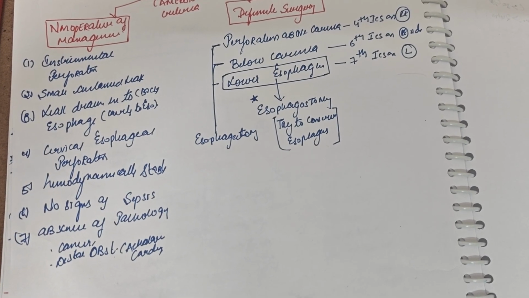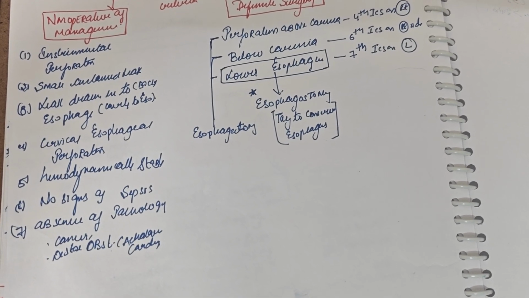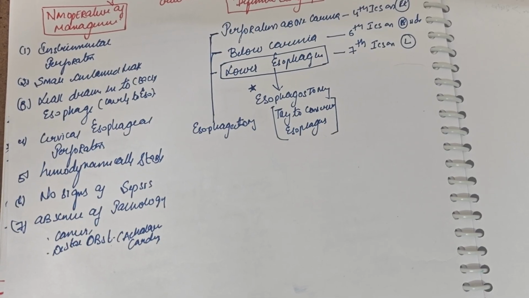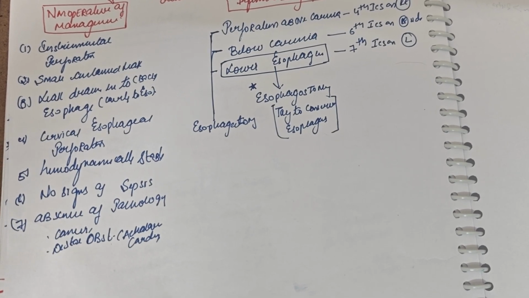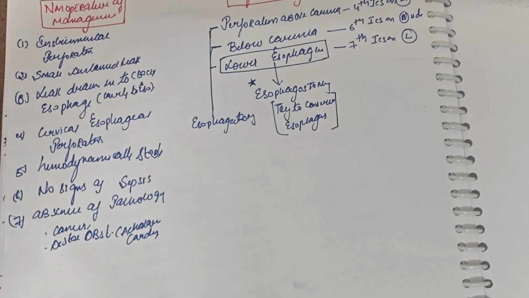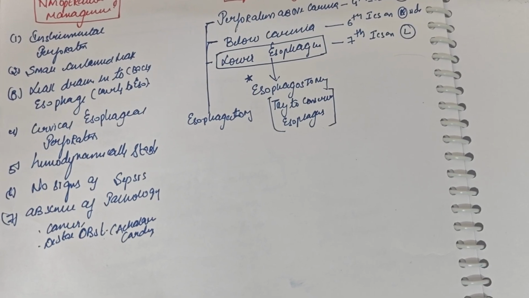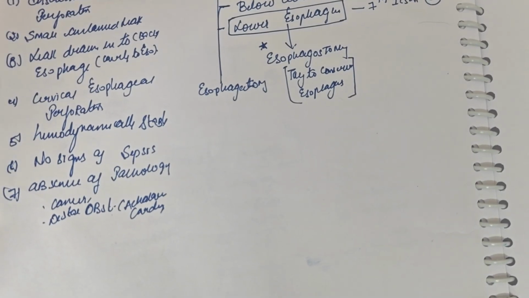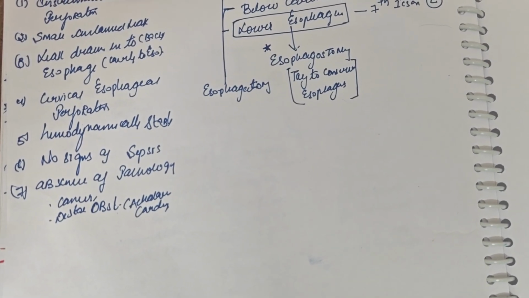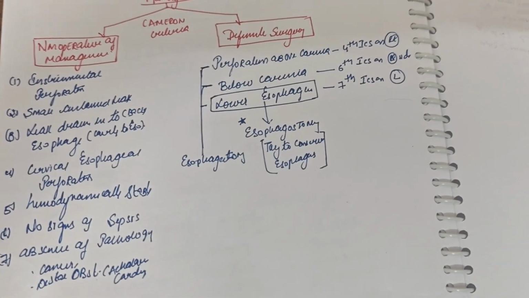Cervical esophageal perforation, we don't operate. Hemodynamics stable, we don't operate. No signs of sepsis, we don't operate. Absence of pathology, we don't operate. Like absence of pathology such as cancer or distal obstruction like achalasia cardia, we don't operate. Then when do you operate?